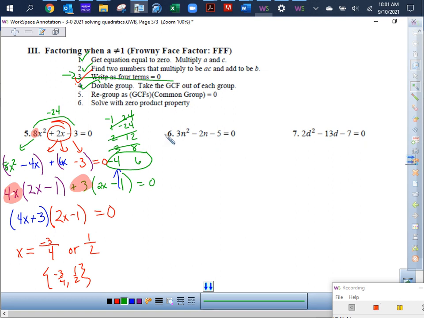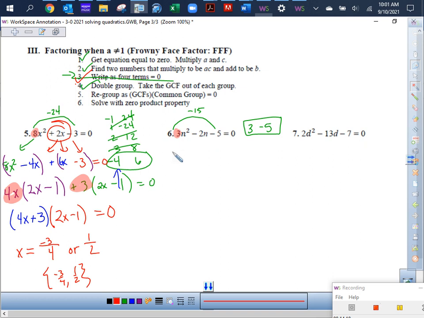Let's try it again. It's a frowny face because we cannot easily factor, since a is not 1. Got him equal to 0, so rock and roll. Let's take a times c. Boom, we got ourselves a negative 15 there. Watch that sign. That means when I find my two numbers, one of them has to be negative. Then I'm going to have them add up to be negative 2. So that's going to be 3 and 5, but the 5 has to be negative. Cool? If you need help finding the numbers, ask your teacher.